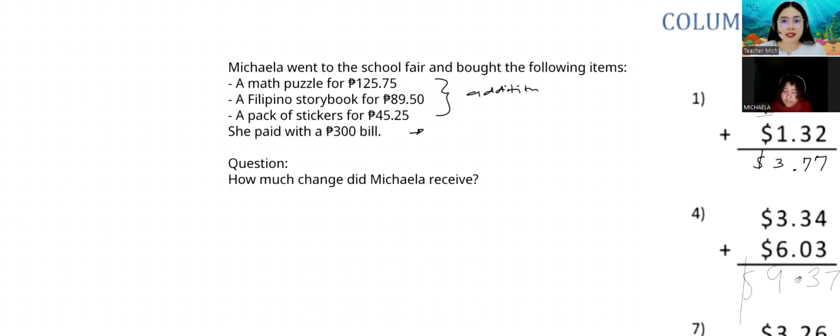That is, you already added all the items that you bought in the school fair. And then for you to get the change, what operation should we do? That is subtraction. Okay, right, Micaela? We need to subtract the money that you have from all the expenses that you bought in the science fair.